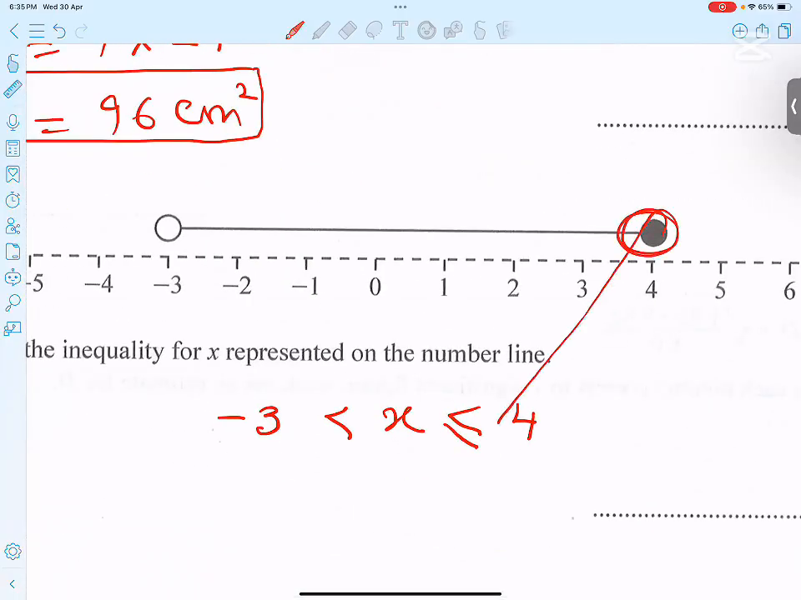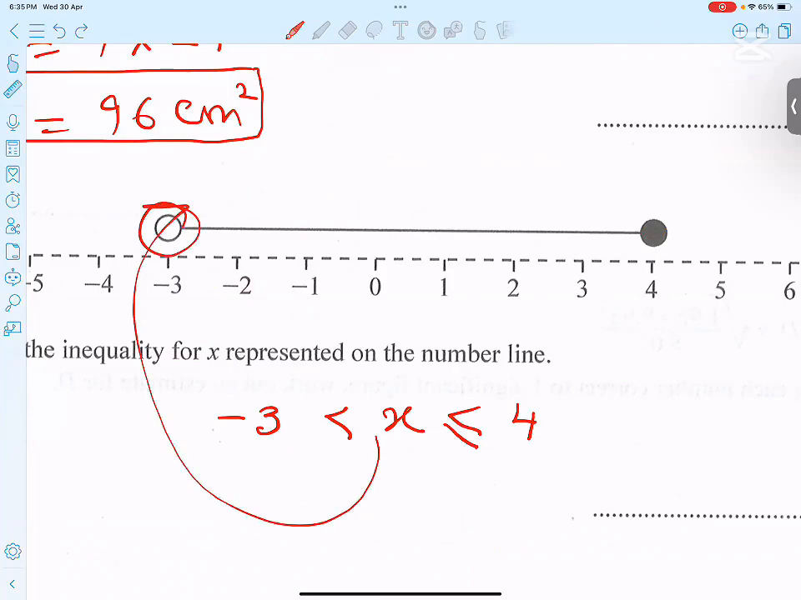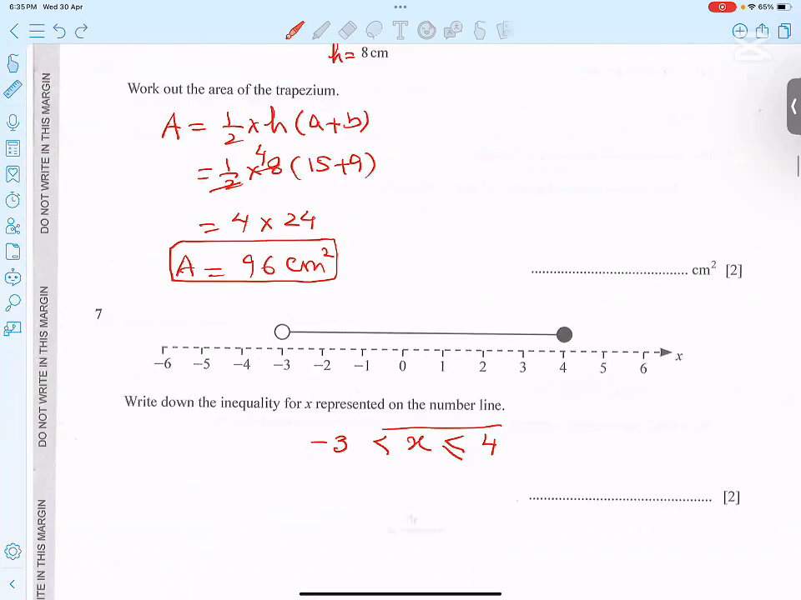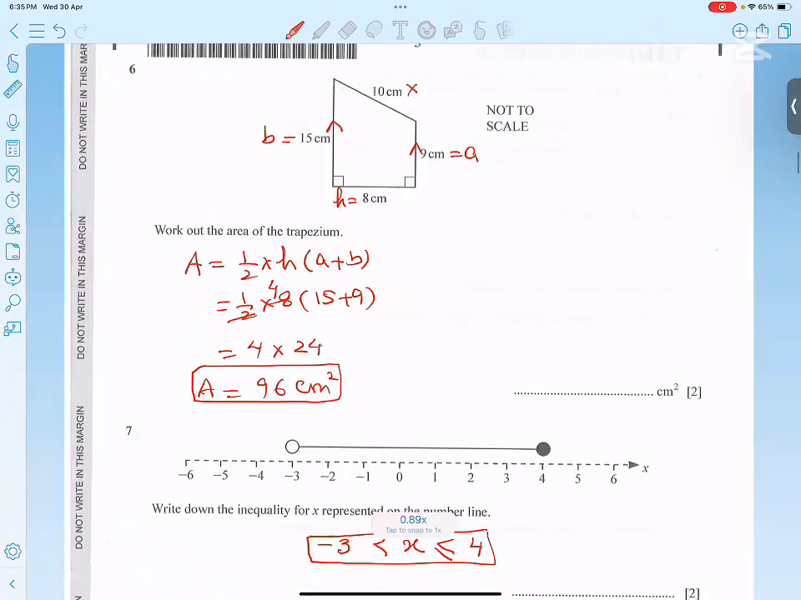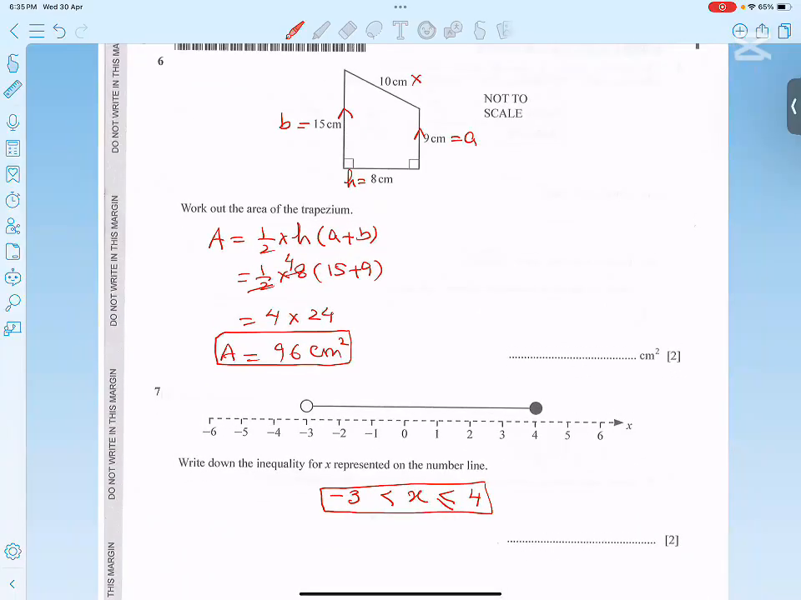If this is a filled circle, I must put an equal sign. But if there's no filled circle, I will not put an equal sign, just the inequality. So this is my final answer, and I hope the concept is very clear, and the question page number is also clear. And let's go for the next.